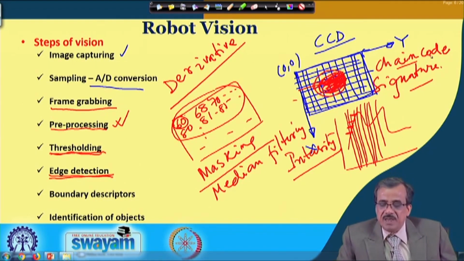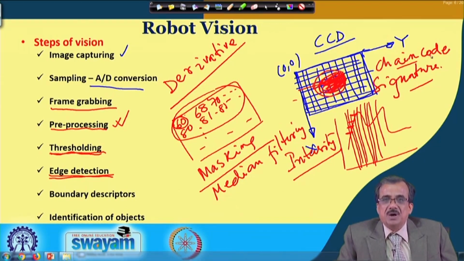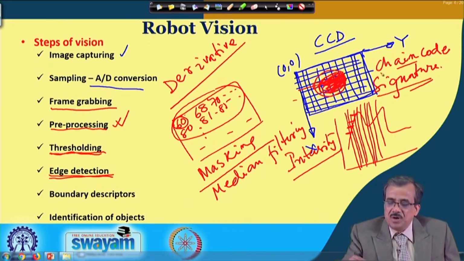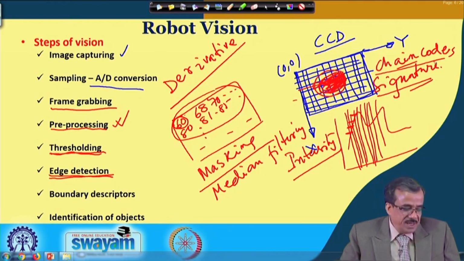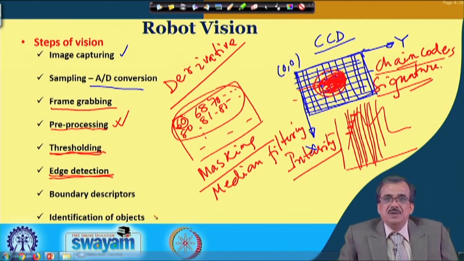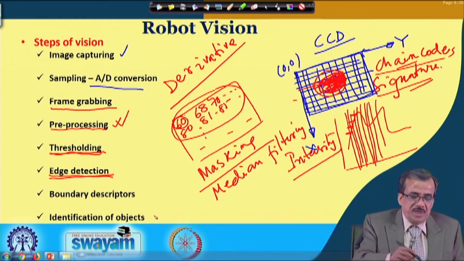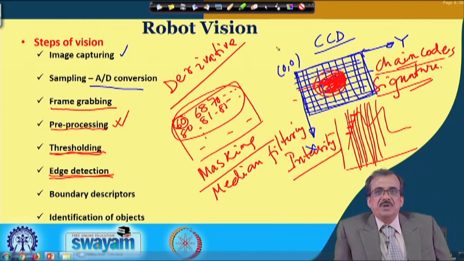And once you have expressed the boundary of these obstacles or objects with the help of a mathematical expression like a signature, or with the help of chain codes, we can do some further processing, and then we will be able to identify that this is object A, this is object B, which are lying in this particular environment. This is, in short, the principle of robot vision or computer vision.